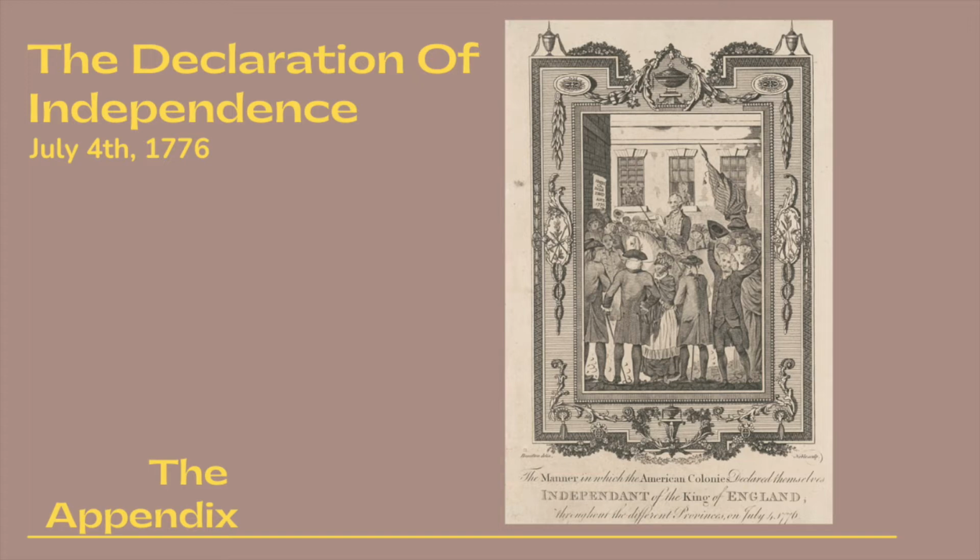We hold these truths to be self-evident, that all men are created equal, that they are endowed by their Creator with certain unalienable rights, that among these are life, liberty, and the pursuit of happiness, that to secure these rights, governments are instituted among men, deriving their just powers from the consent of the governed, that whenever any form of government becomes destructive of these ends, it is the right of the people to alter or to abolish it, and to institute new government, laying its foundations on such principles, and organizing its powers in such form as to them shall seem most likely to affect their safety and happiness.